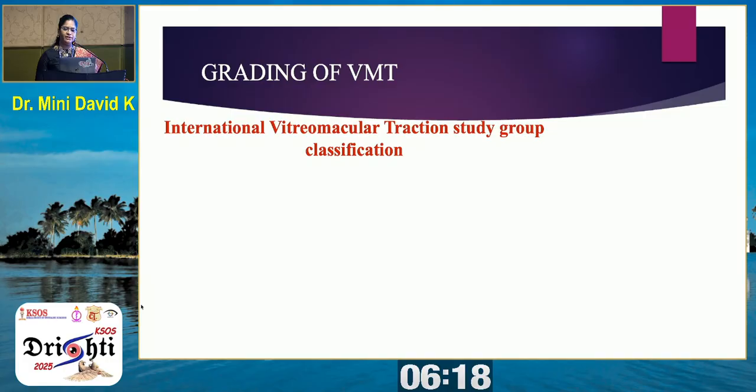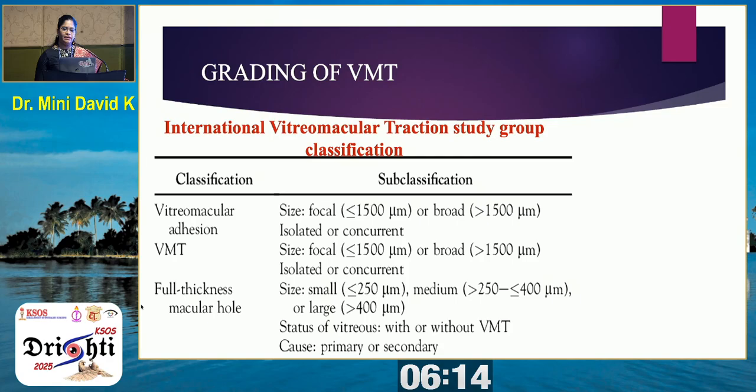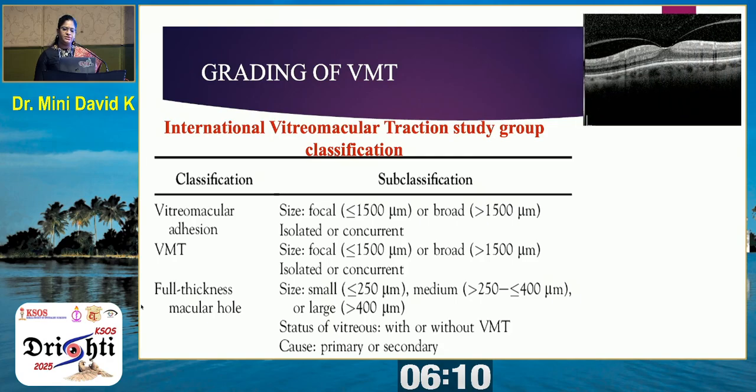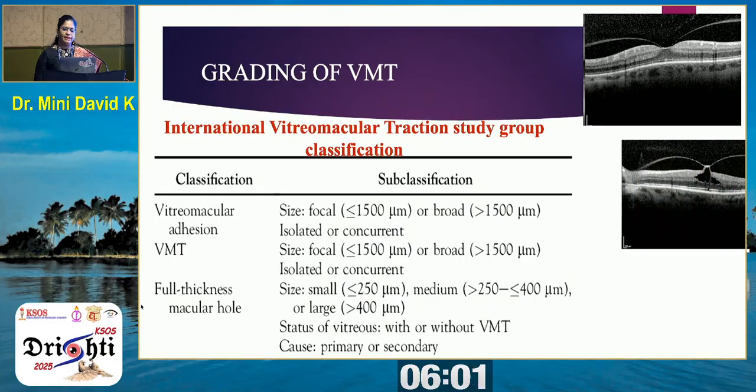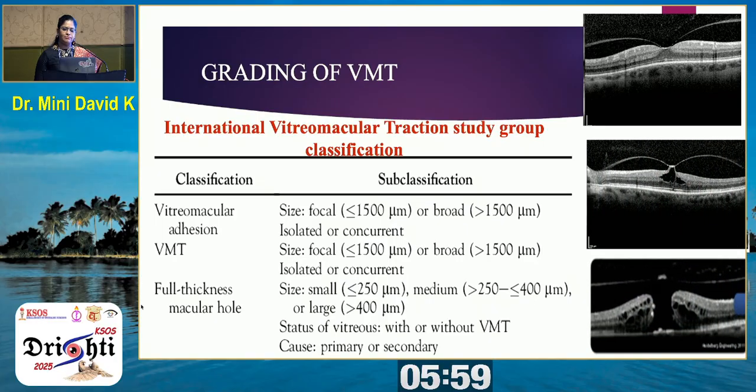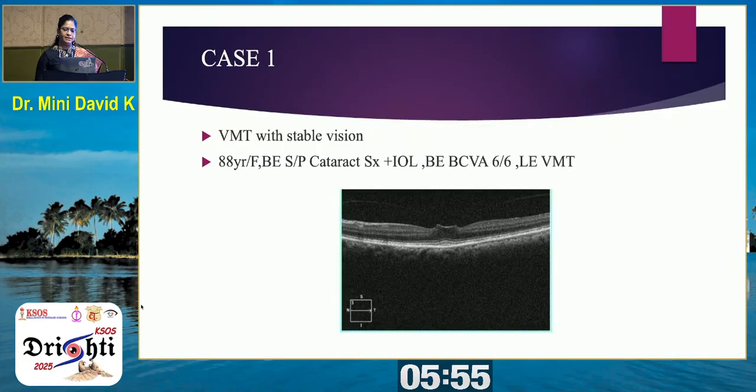Coming to grading of VMT, the International Vitreomacular Traction Study Group classification. It can be VMA, VMT, and full thickness macular hole. Vitreomacular adhesion depends on size. It can be focal or broad, isolated or concurrent. And VMT also can be focal or broad and isolated or concurrent. And full thickness macular hole depends on the size. It can be small, medium, large, and with or without VMT, and it can be primary or secondary.